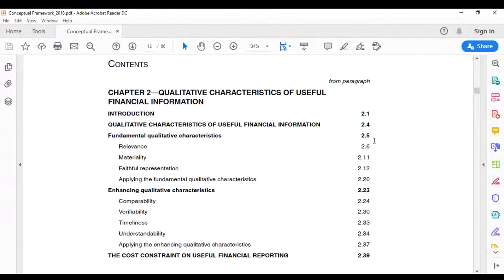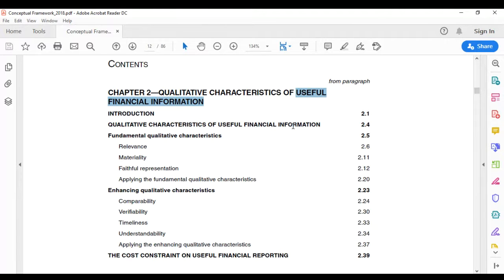Okay, so now let us proceed to chapter 2. Chapter 2 deals with qualitative characteristics. So in other words, what kinds of quality must the information that we provide have in order to make it useful? You remember we spoke about useful financial information a little bit earlier. We said the purpose or the objective of financial reporting is to provide useful financial information to whom? To the users of the financial statements. And who are the primary users?